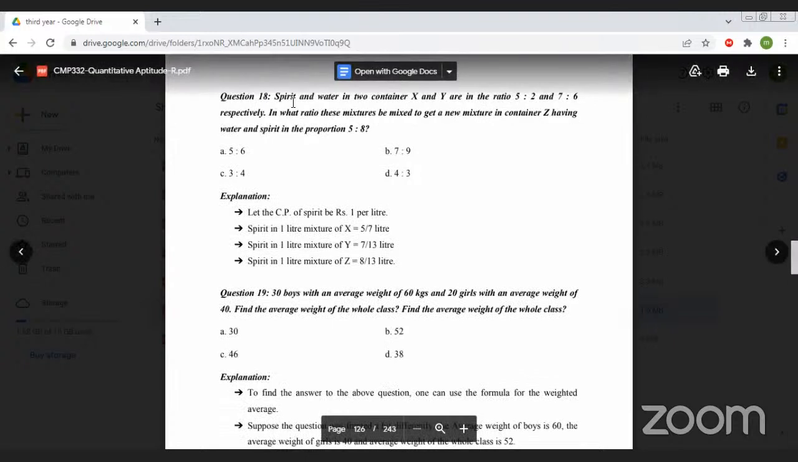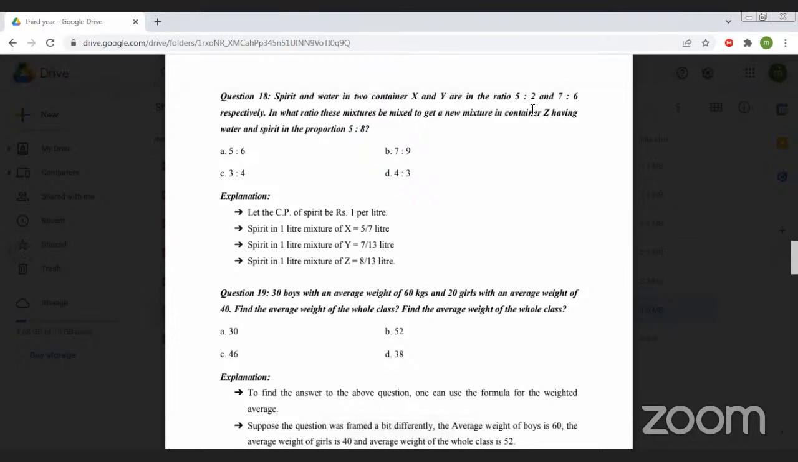Let's take this one. Spirit and water in a container. X and Y are in the ratio 5 is to 2 and 7 is to 6 respectively. In what ratio should this mixture be mixed to get a new mixture in a container Z having water and spirit in proportion 5 is to 8? Let the CP of spirit be rupees 1 per liter.